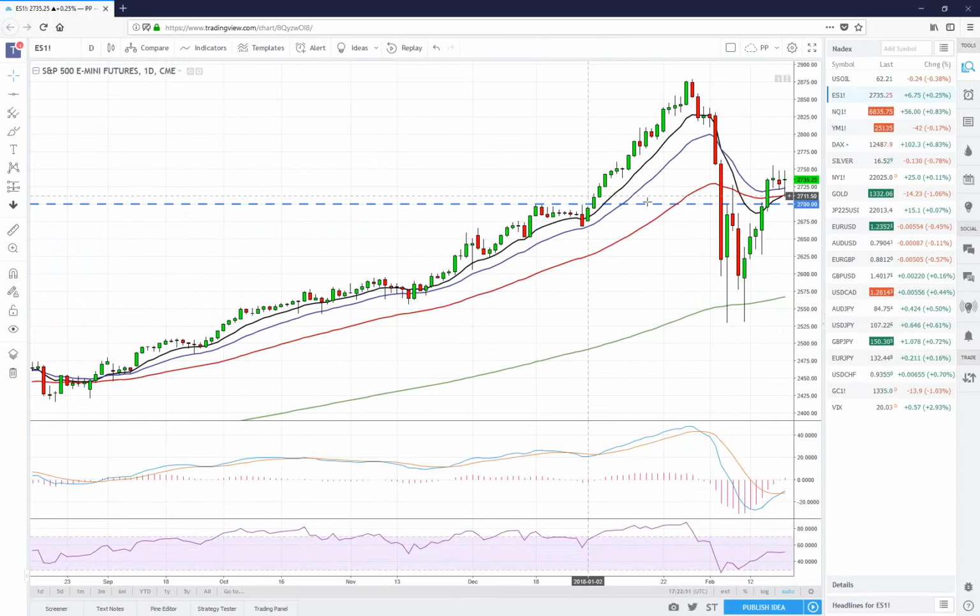Horizontal levels of support and resistance are very, very powerful things. They're incredibly easy to draw in. You just need one touch, another touch, and there you go. And they stay on your chart.